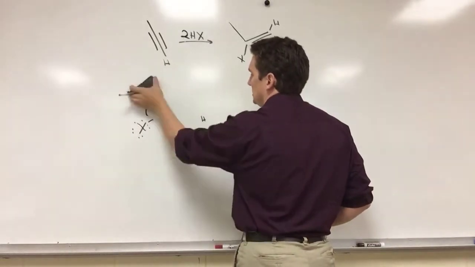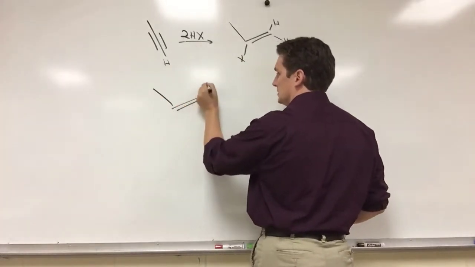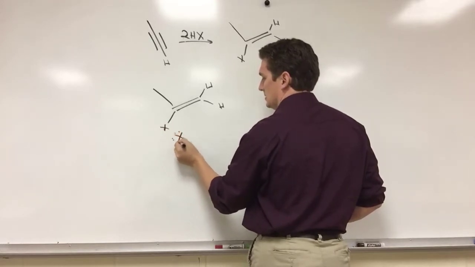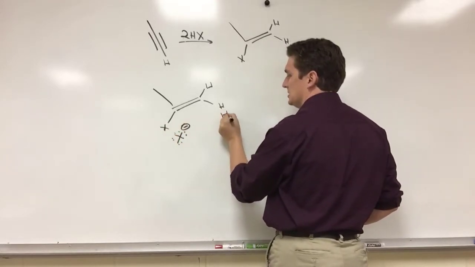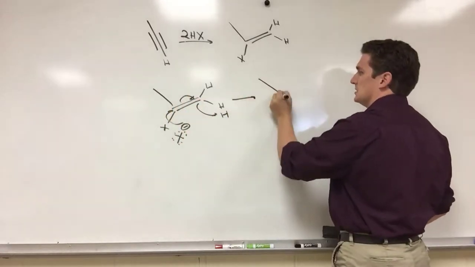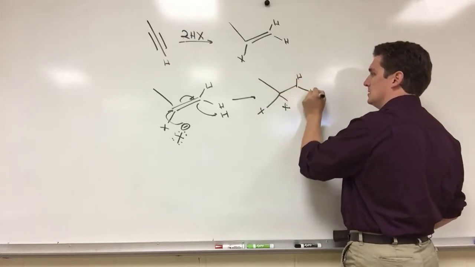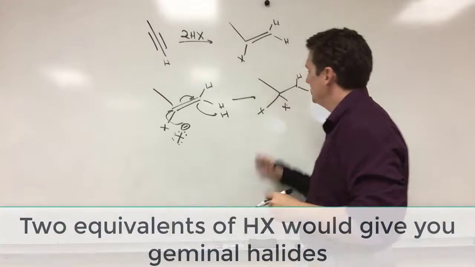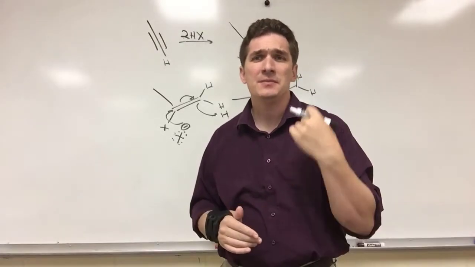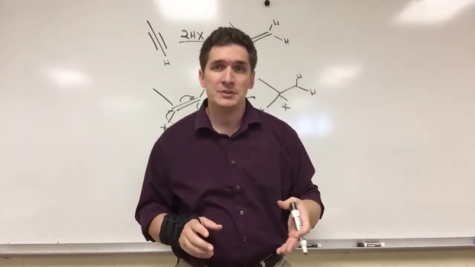So the second addition here is going to follow a very similar mechanism. Once again, we've got the X, our HX, and our hydrogen. We're going to get an attack on the carbon, and this will result in a second addition to the most substituted carbon. So this addition of HX to our alkyne, if we have two equivalents, will give us double addition.